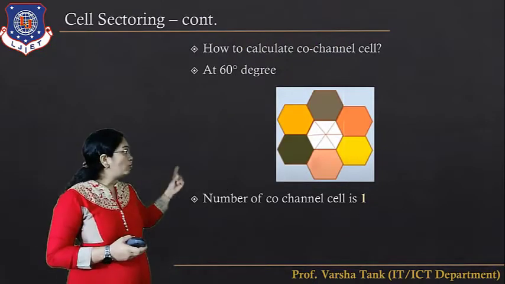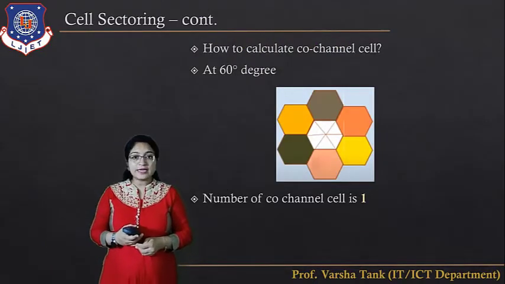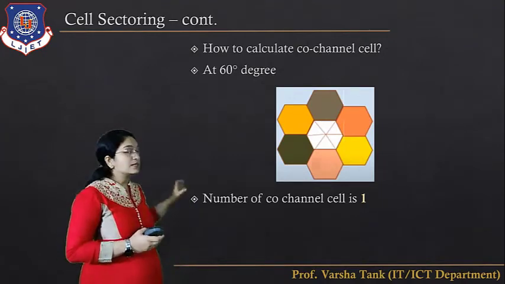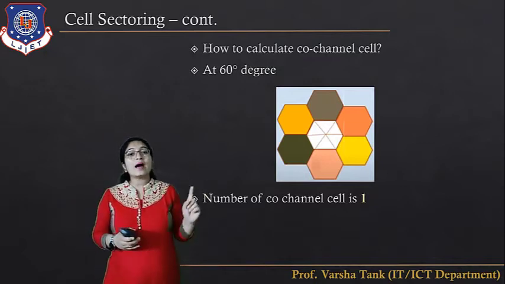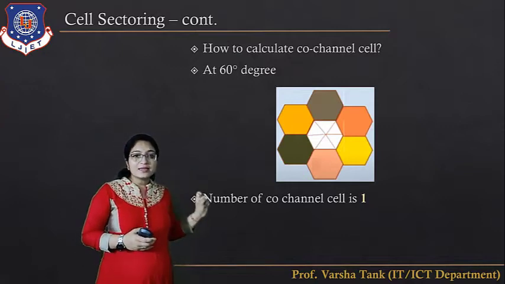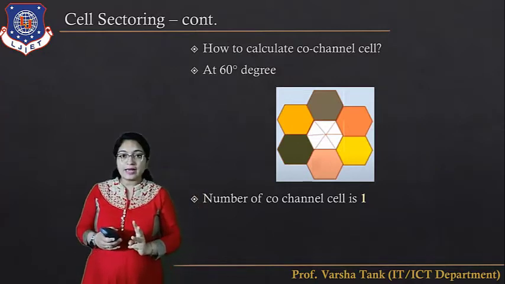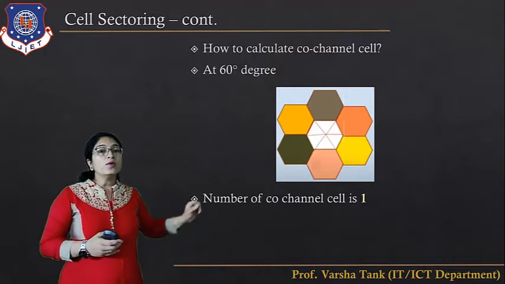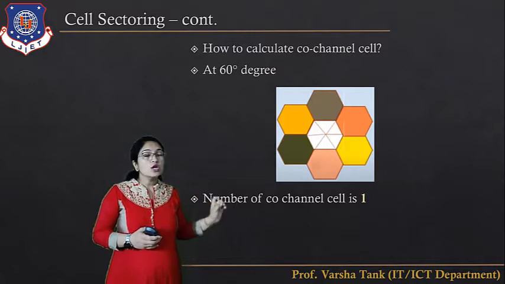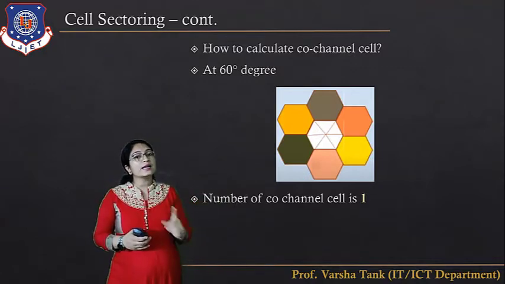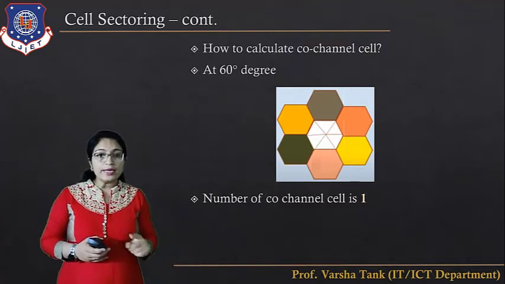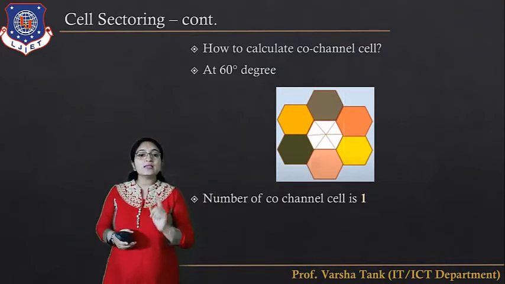Now same way, how to calculate the co-channel cells at 60 degree. If you are sectoring at 60 degree, that means here you can see the white color cell is divided in the 60 degree sectoring. If you are doing the 60 degree sectoring, you have 6 subcells. Now we are considering each and every subcell in that white color cell. You can see each and every cell's edges are connected to one cell only. So the number of co-channel cells is 1.